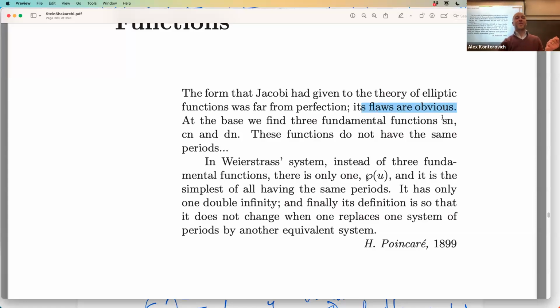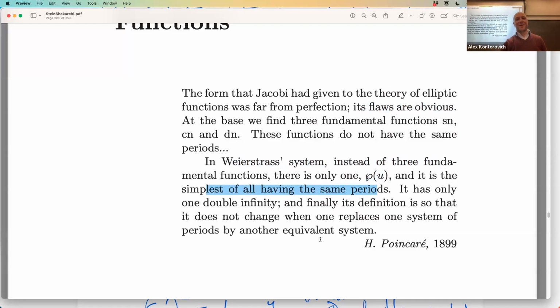At base, we find 3 fundamental functions, Sn, Cn, and Dn, exactly as we discussed. These functions do not even have the same periods. They are doubly periodic, but their periods are different. And Weierstrass comes up with a system instead of 3 fundamental functions. There's only one, the Weierstrass P, which we will discuss in detail. It's the simplest of all and has all the same periods. It has one double pole at infinity, which we'll talk about in a second.